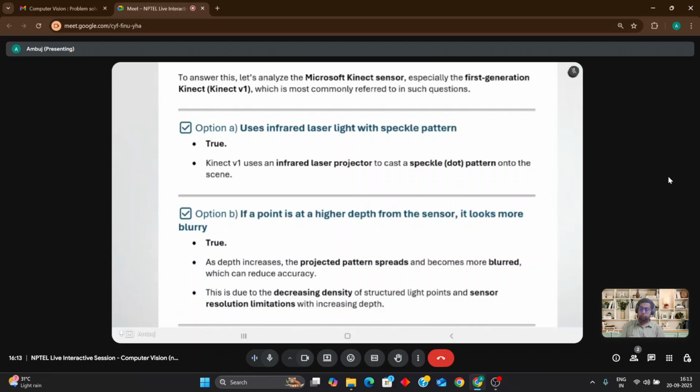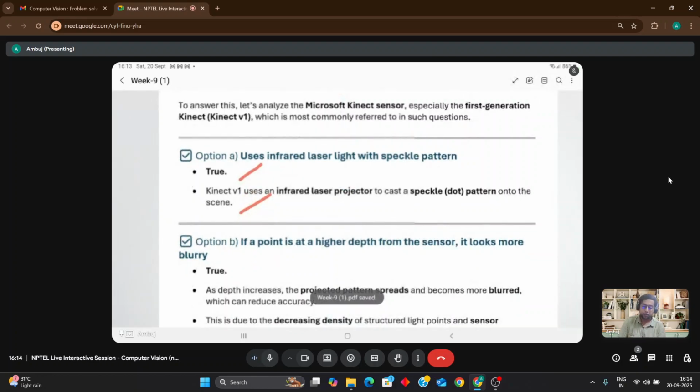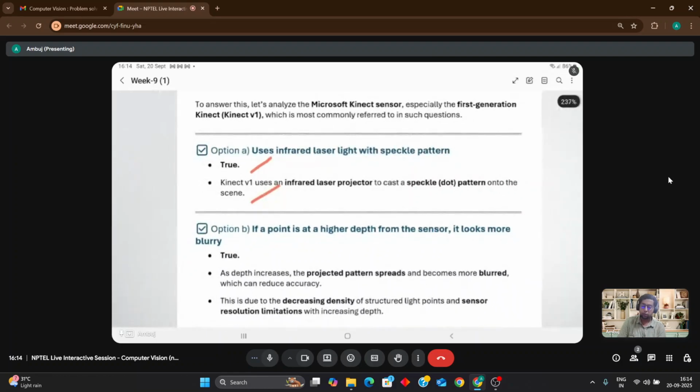Now you try to see here. Option number A was it uses infrared laser light with speckle pattern. Yes, this particular statement is 100% true. It uses infrared laser light with speckle pattern. This statement is true. Kinect V1 is the particular sensor which uses an infrared laser projector to cast a speckle or dot pattern onto the scene.